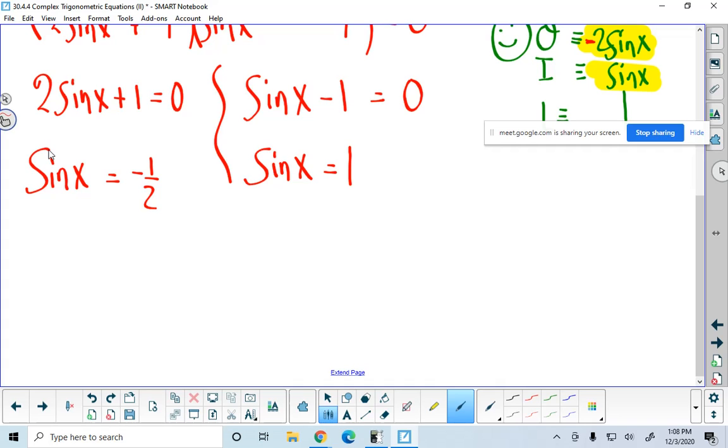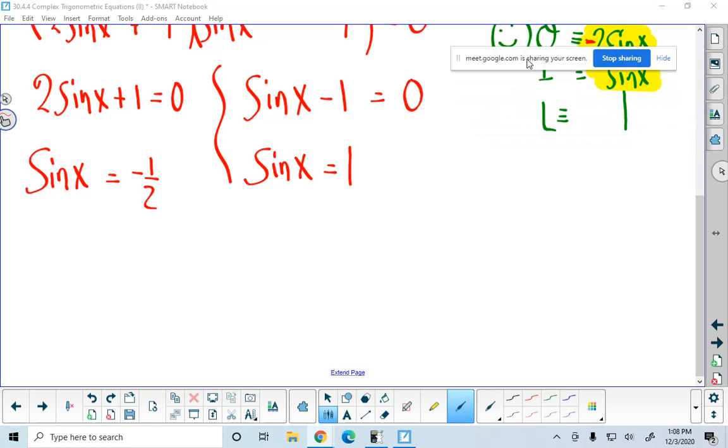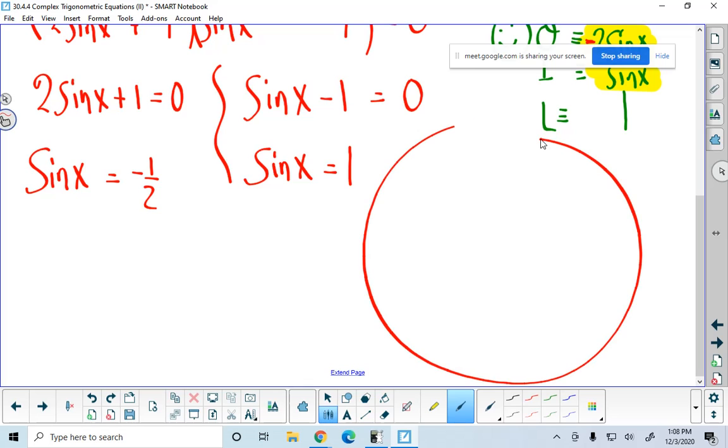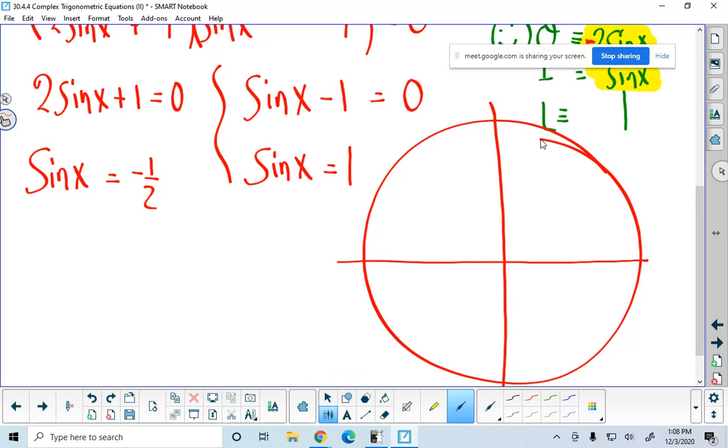So could you find a reference angle for each of these? Yes, I'm not going to. Well, I might, I haven't decided. What I'm simply going to do is look at a circle of radius 1. Remember, this is the unit circle. I'm looking for locations where sine of an angle is 1. Now, here's a goofy thing. I'm going to be looking at the y coordinate being 1 because it's sine.